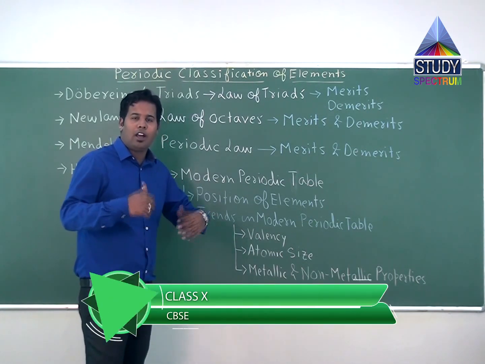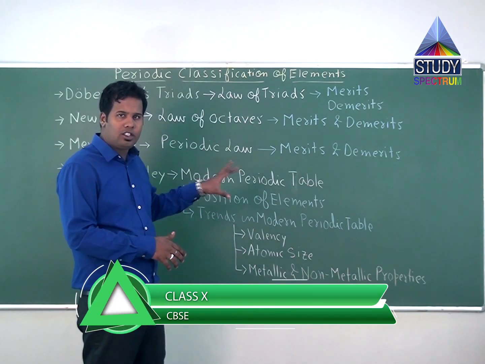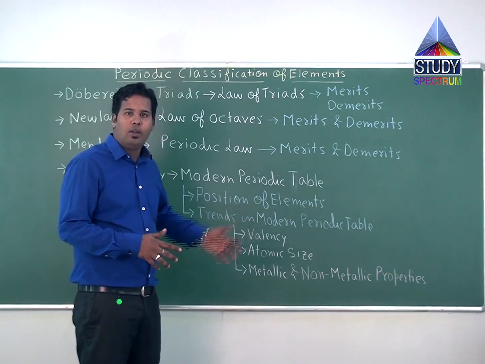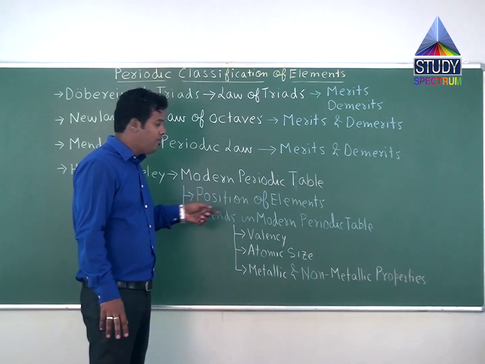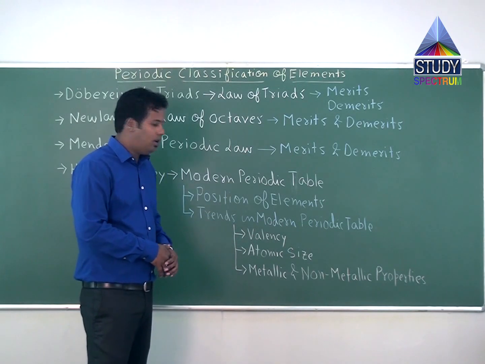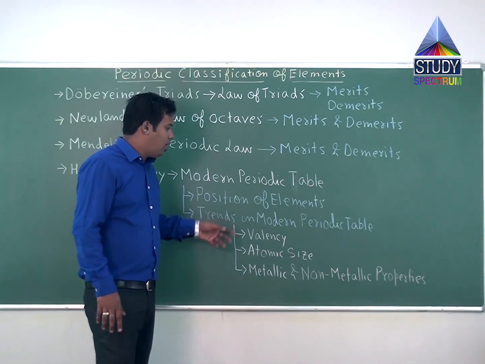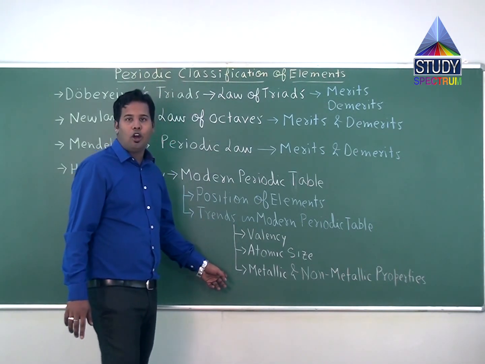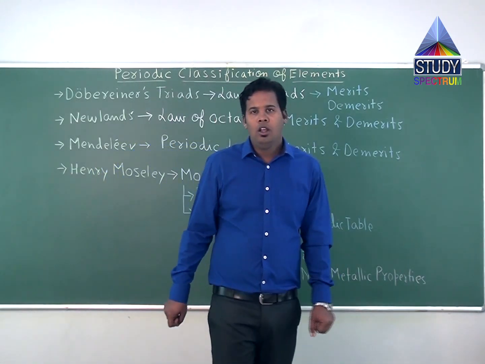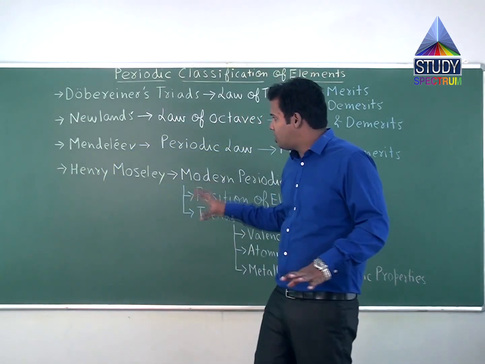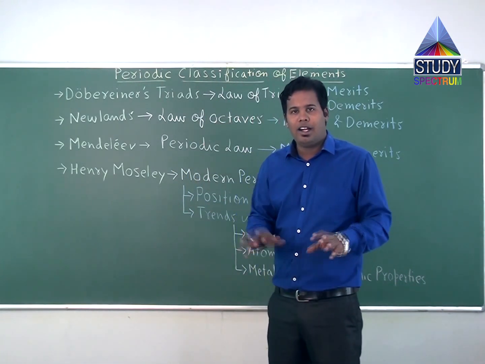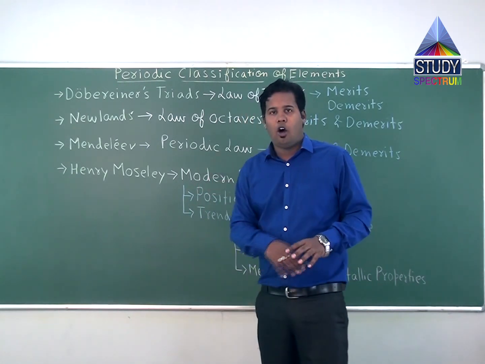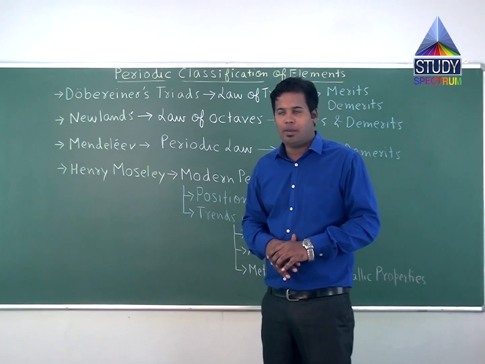In that table, what we are further going to study is just a layout of this chapter. What we are going to study in the modern periodic table: the positions of different elements in the modern periodic table. Then we will study some trends in the modern periodic table about valency, atomic size, and metallic and non-metallic properties. So it is a layout which tells us that these are the topics which should be covered under this chapter, periodic classification of elements, which is part of semester 2 of Chemistry, class 10 CBSE.